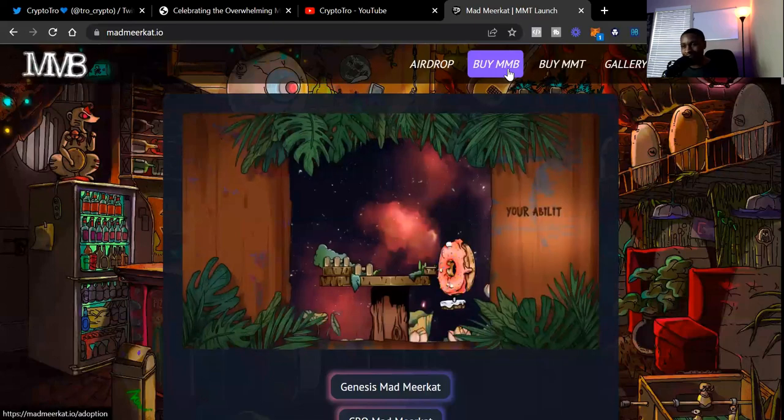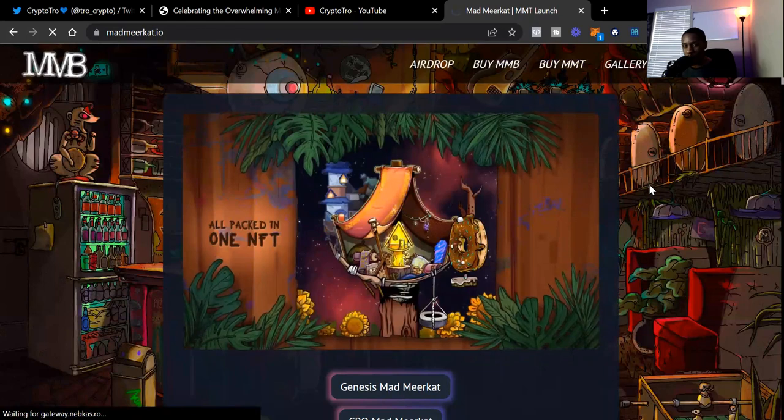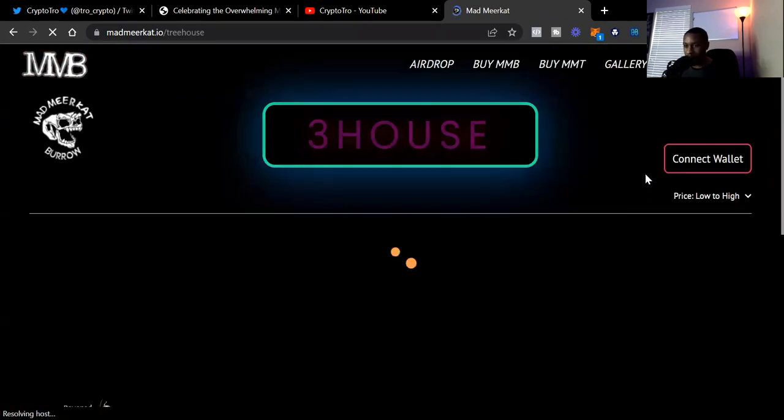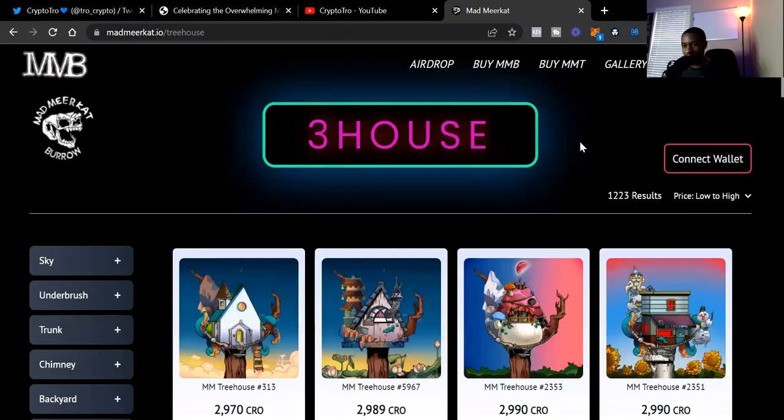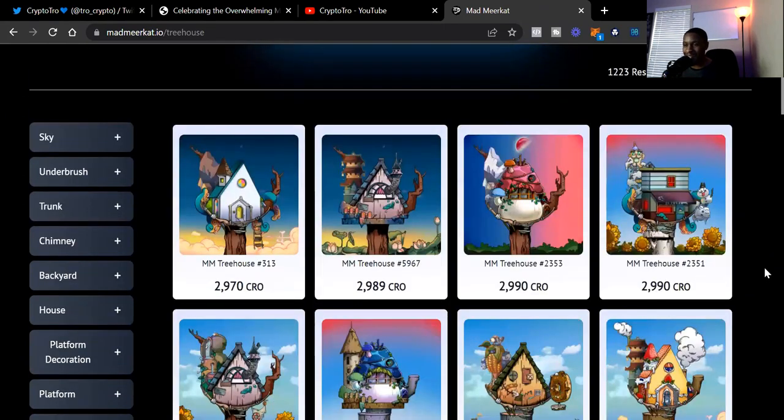So now let's check out the floor price of the Mad Meerkat Treehouse, man. We want to go to madmeerkat.io and then just click at the top on Buy MMT. So we see right now the floor price is at $29.70. And currently at the price of Crow, that's about $1,000, man. So not too bad. I think the mint price was around 300. So if you were able to mint, you could have made a good little come up, especially if you got in there early.